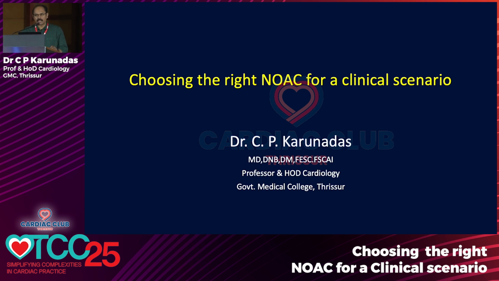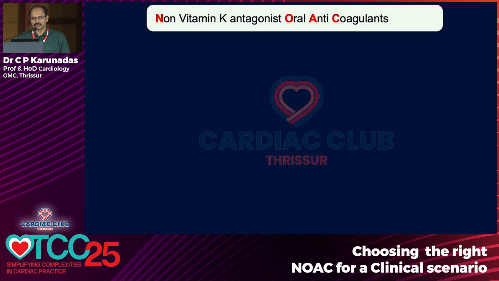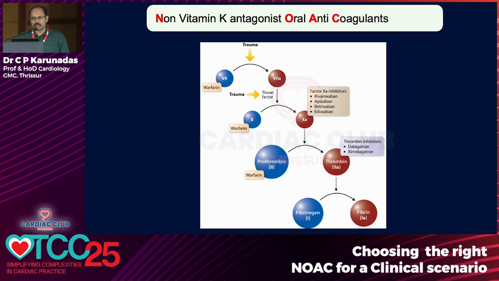Choosing the right NOAC for a clinical scenario involves a lot of clinical wisdom and a lot of knowledge about these drugs. As you know, the non-vitamin K antagonist oral anticoagulants, or NOACs, specifically inhibit the coagulation cascade at factor 2, that is dabigatran, or at factor 10, that is rivaroxaban, apixaban or edoxaban. And this is the most common indication where we use oral anticoagulation.